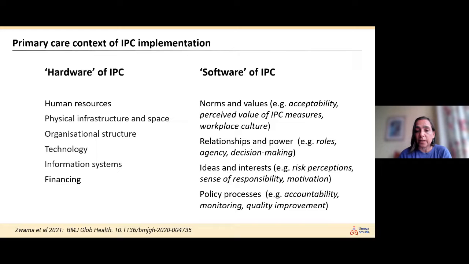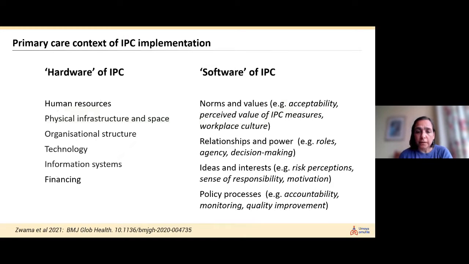Here we're talking about the social and the relational aspects of work within a clinic. Issues like norms and values, the relationships and the roles of different health workers, their agency in terms of making decisions, and of course the ways in which policy processes are translated at the clinic level and impact on things like resource allocation, leadership and management, and the ability to, for example, follow up on infrastructural changes.